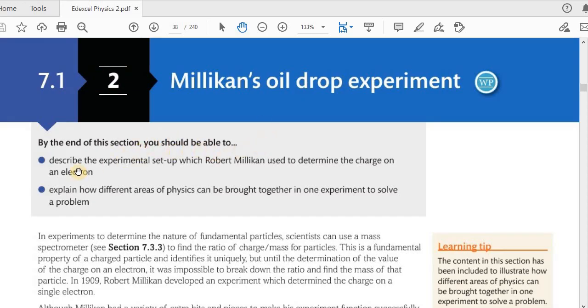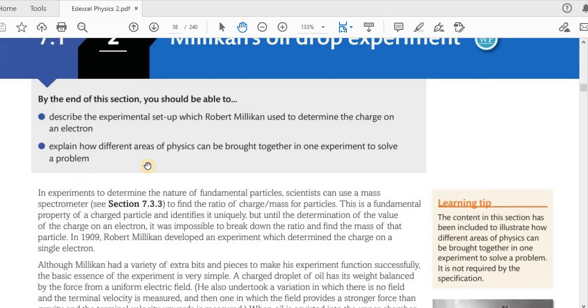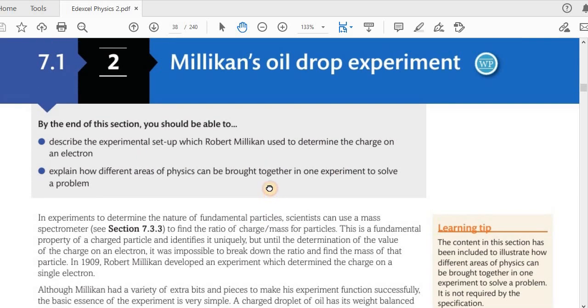By the end of this section you should be able to describe the experimental setup which Robert Millikan used to determine the charge on an electron. So you see how he determined the charge on an electron, the experimental setup he used.